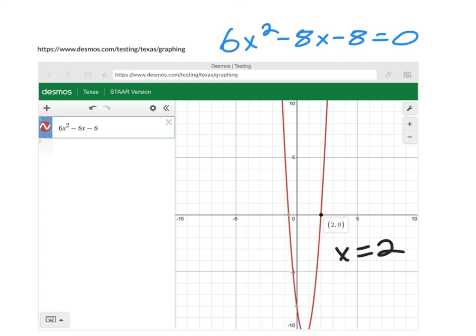All right. And then it also crosses the x-axis over here at -0.667. Now, technically, that's also a fraction, but that would be x equals -2/3. Okay. Well, we could write it both ways, but -2/3. Okay. So your solutions then are -2/3 and 2, okay? That's how you can use Desmos to solve quadratic equations.